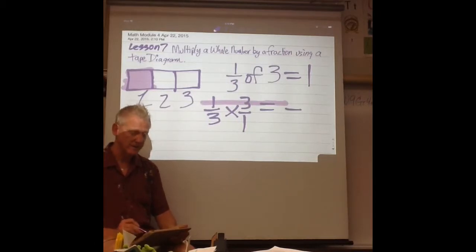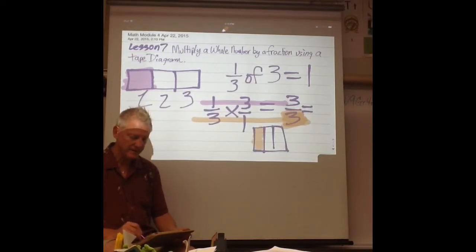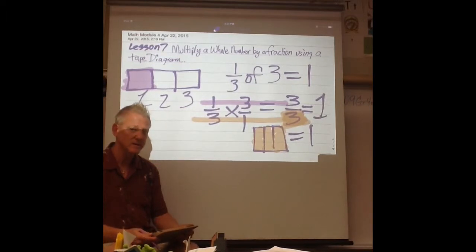So 1 times 3 is 3, right? And my other answer is going to go here. So what is it? 3 times 1 is 3. And if we have 3 over 3, that would be like one box that's cut into 3 pieces, right? And we have 1 piece, 2 pieces, 3 pieces, and that equals 1 whole. Do you see how that works?